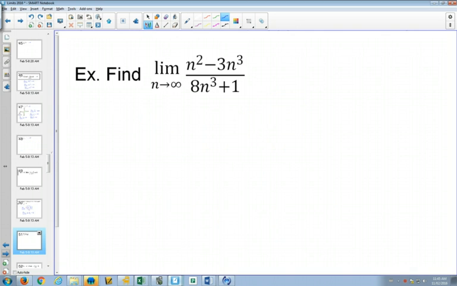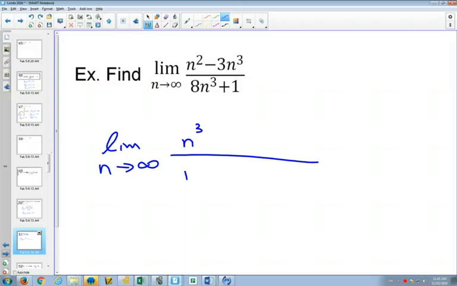Let's try the next one. Try a couple, and then we'll look at a shortcut. The highest power in the whole thing is n cubed. So we're going to take an n cubed out of the top, and we're going to take an n cubed out of the bottom.